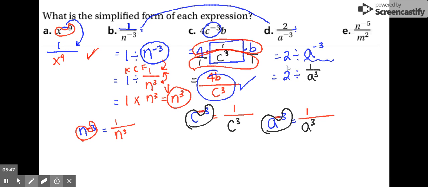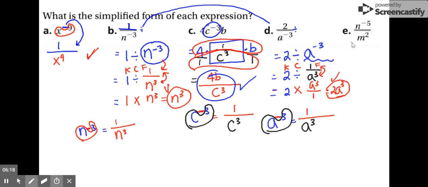So now what you're going to do is keep, change, and flip, because you have division and fraction. You're going to divide by fraction, so it's annoying. So let me just change it to 2, keep, change, and you're going to flip these two. So it's going to be a cubed over 1. But over 1 doesn't do anything. So it's going to be 2a cubed. If you have this, you're good to go.